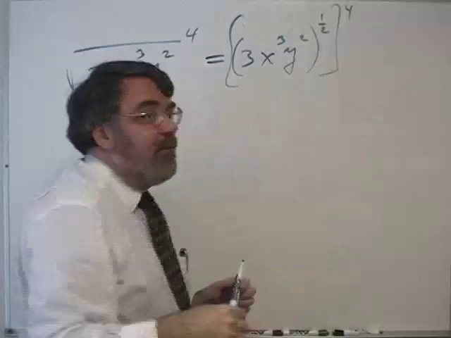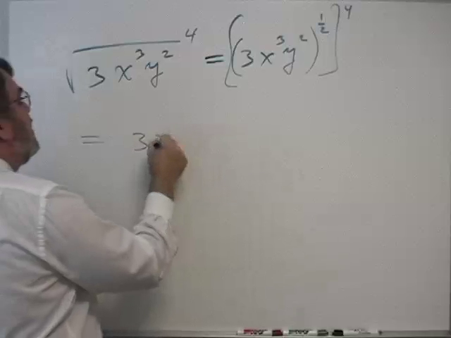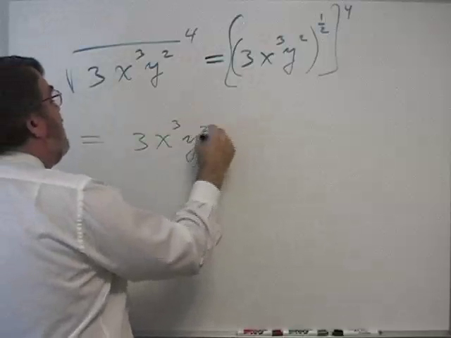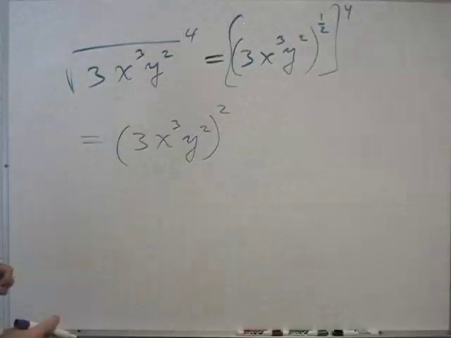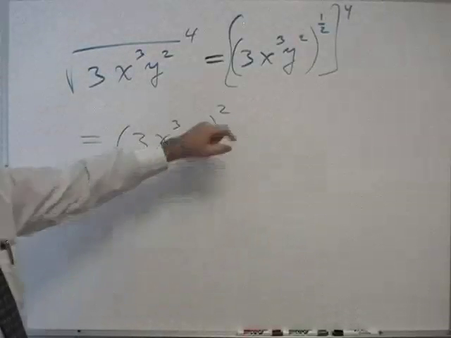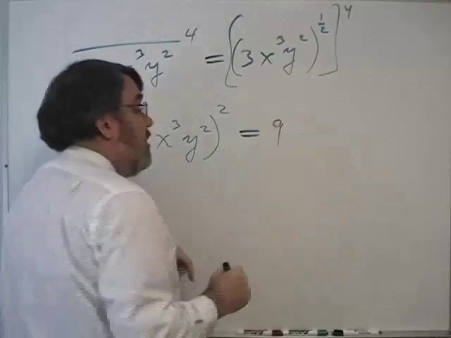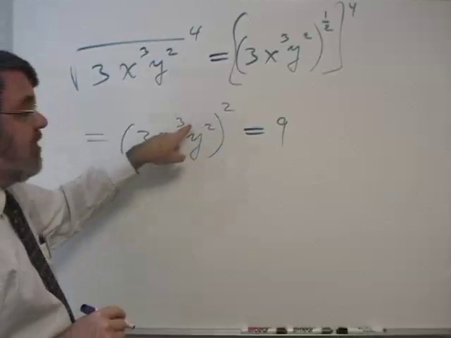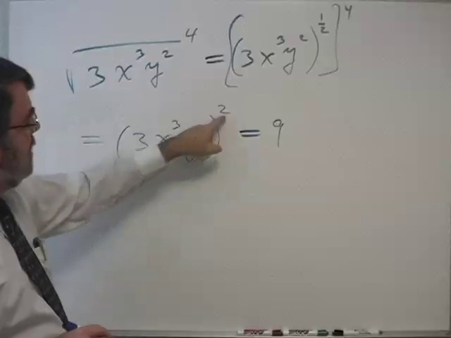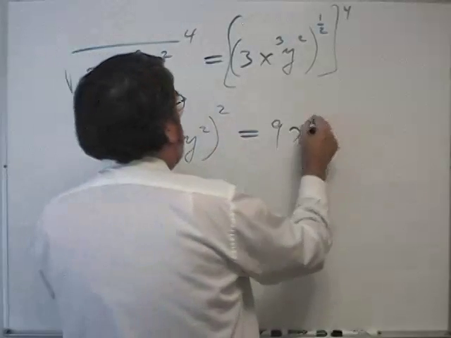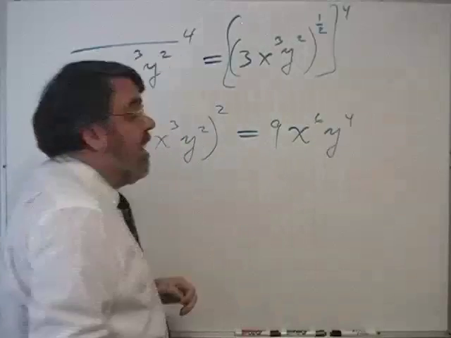So I have 1/2 times 4 is 2. This becomes 3x to the 3rd, y squared, to the 2nd power. So I'm raising everything here to the 2nd power. That means we have 3 squared, which is 9. And what's left? I have 2 times 3. Remember, you multiply exponents. 2 times 3 is 6, x to the 6th, and y to the 4th power. So there we have it.